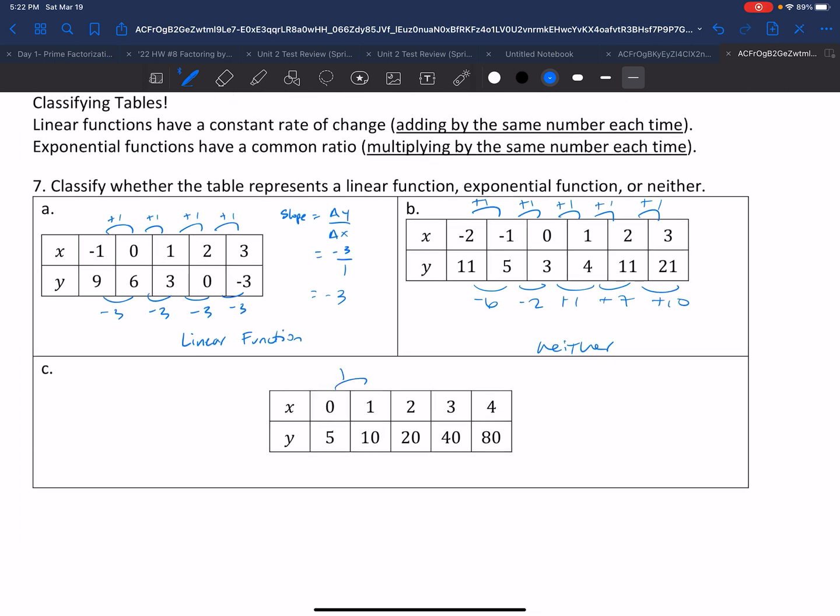Let's do C. I'm just going to add 1 each time, and that works. And then here I can see a pattern, because 5 times what is going to give me 10? That's going to be 2. 5 times 2 is 10. 10 times what will give me 20? That's just going to be times 2. And then you can see the pattern over here. I'm multiplying by 2 each time. This is what we call a common ratio. If I'm multiplying by the same number, this is a ratio of 2. If I have a ratio here, that indicates that I have an exponential function.